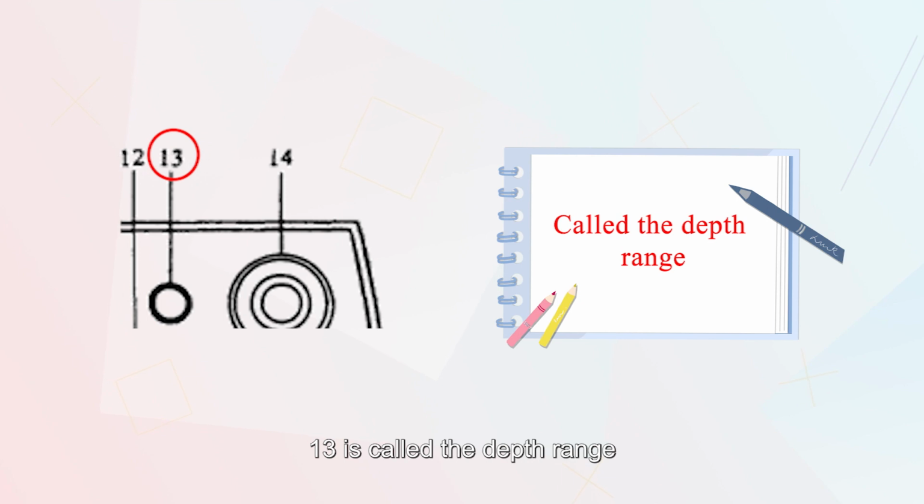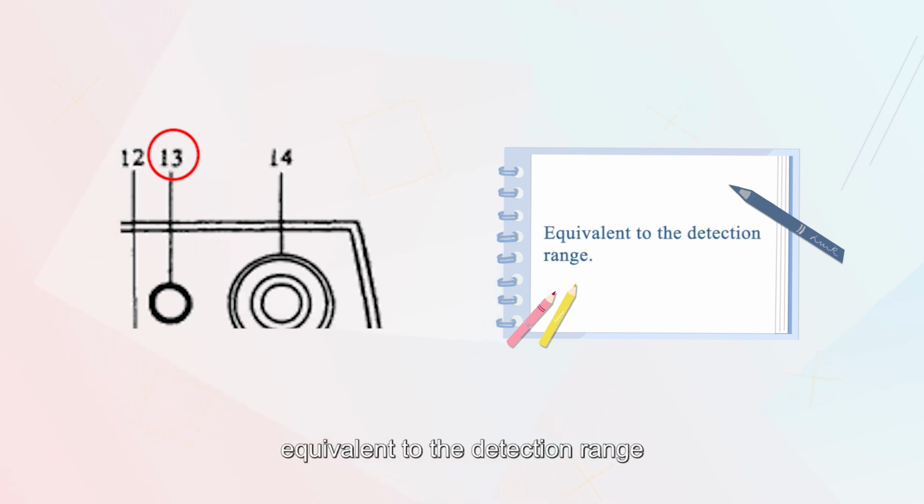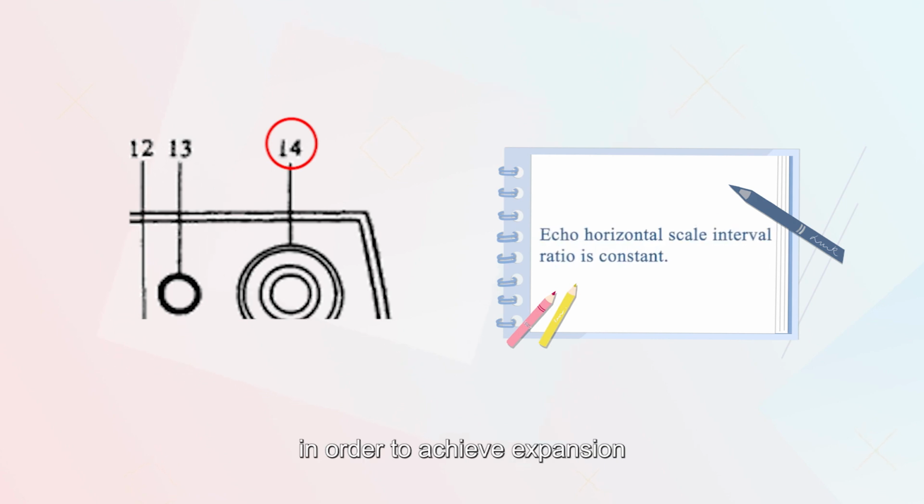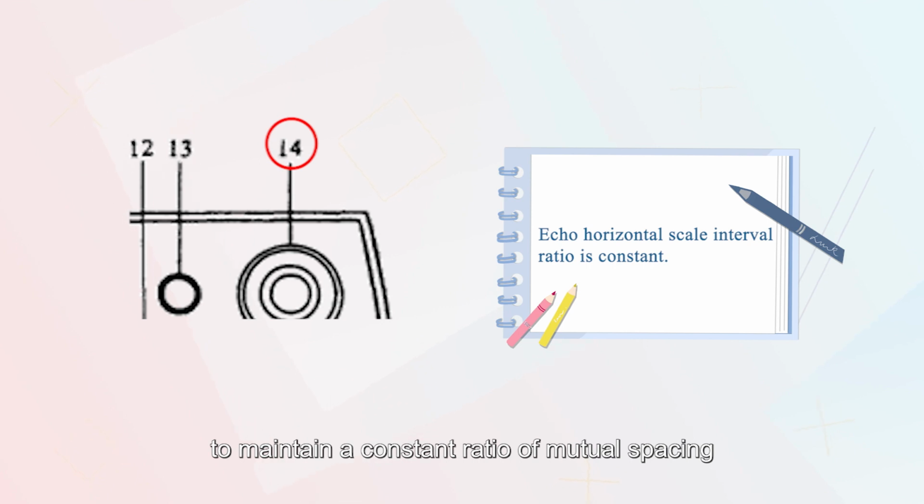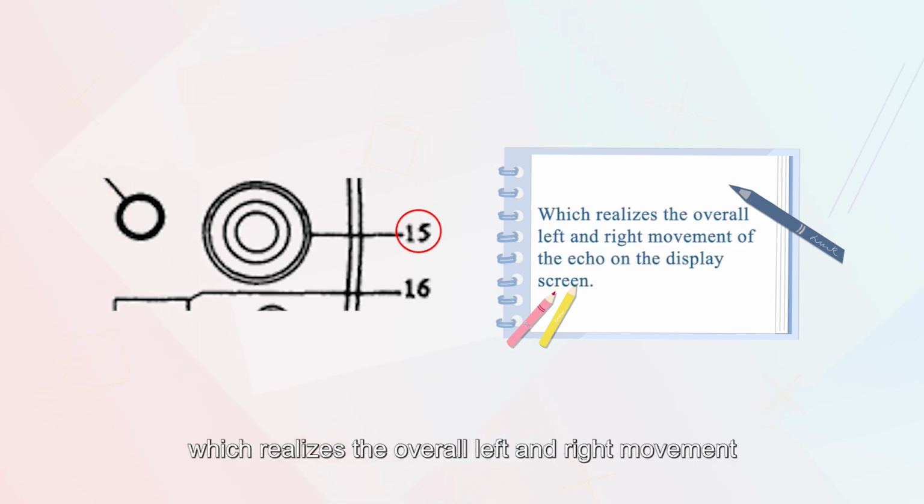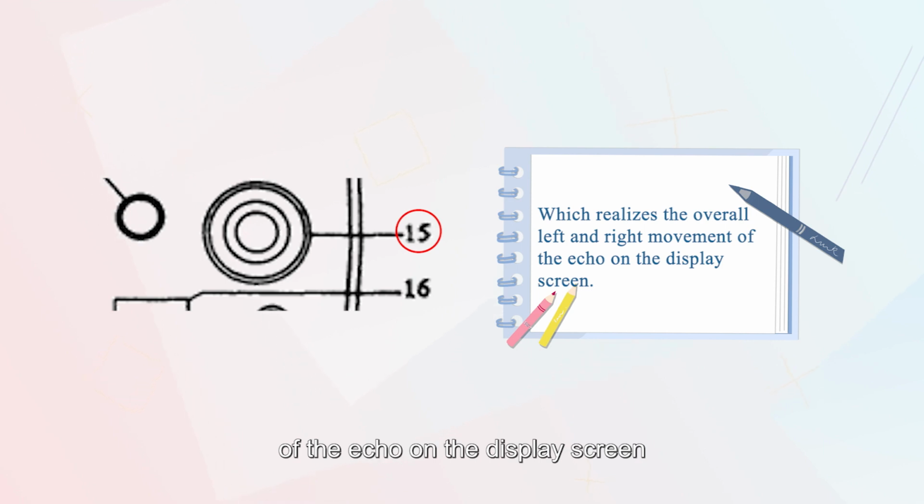13 is called the depth range, equivalent to the detection range. It is divided into three levels: 50 mm, 250 mm, and 1 meter, but it is not absolute, and the display effect shall prevail. 14 is called depth fine-tuning, used to achieve expansion or compression of the echo scale while maintaining a constant ratio of mutual spacing. 15 is called pulse shift, which realizes the overall left and right movement of the echo on the display screen.